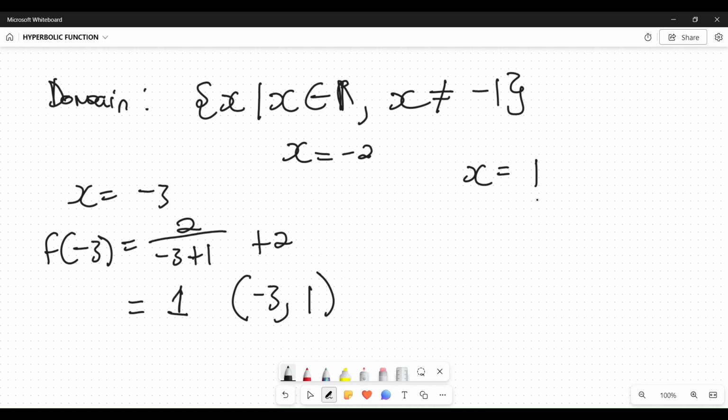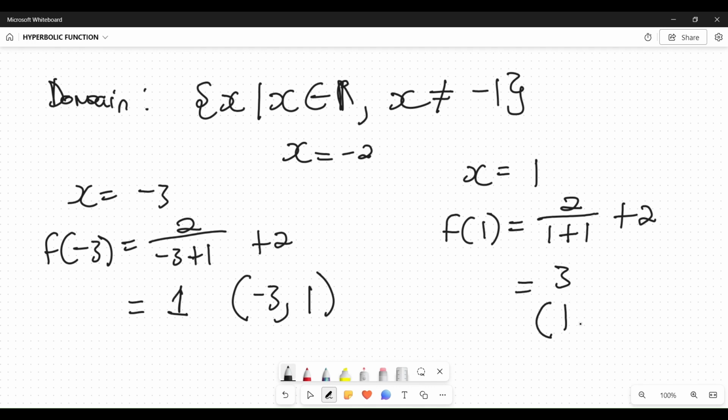So now let's calculate the corresponding y value for x equals to 1. Then it will be f of 1 equals to 2 divided by 1 plus 1, plus 2. So now 1 plus 1 is equals to 2. 2 divided by 2 is 1, plus 2 is 3. In coordinate form, it will be 1 and +3.